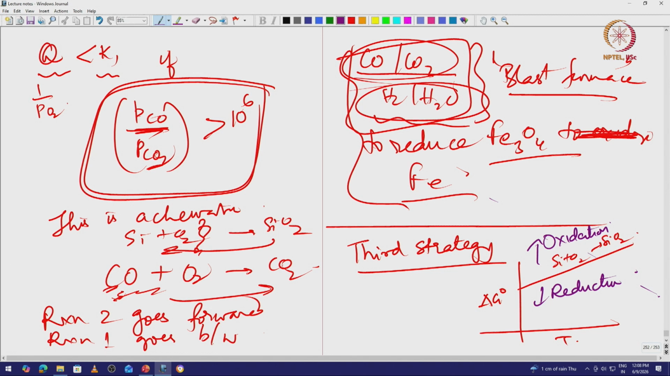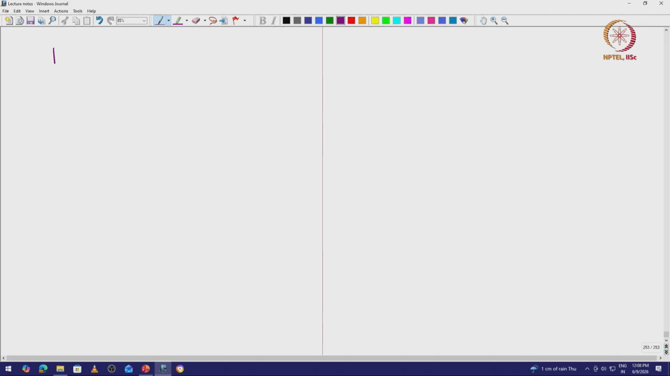But this line separates my oxidation from the reduction window. This we have seen in the earlier classes. So this is silicon plus oxygen gives rise to silicon oxide. So this is oxidation and this is reduction.